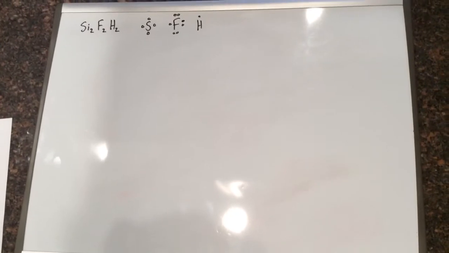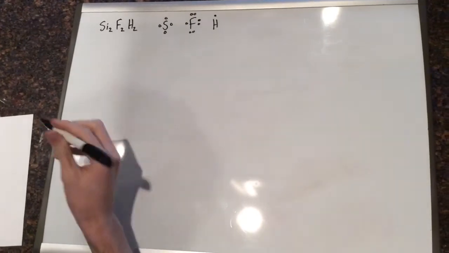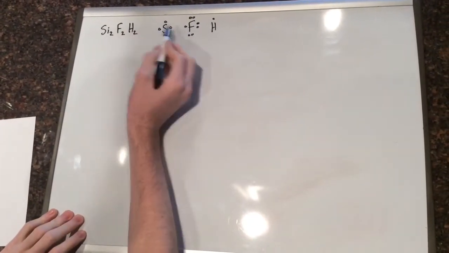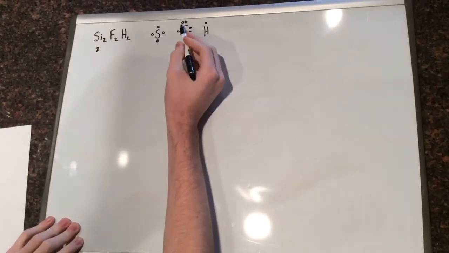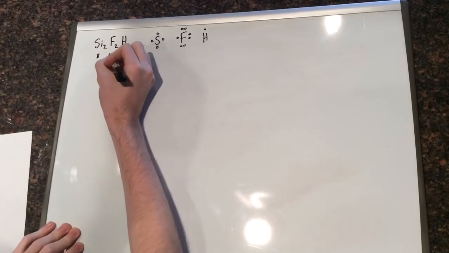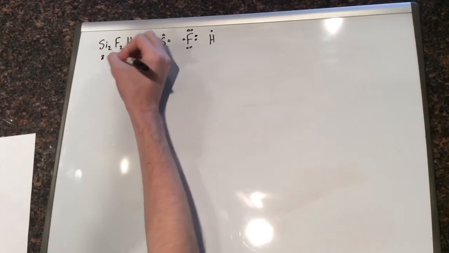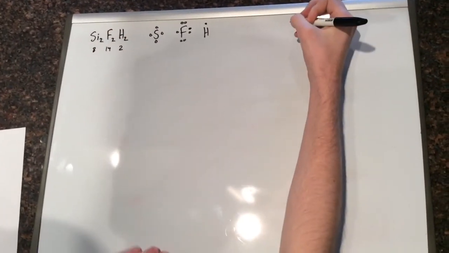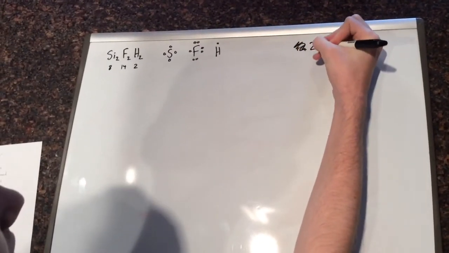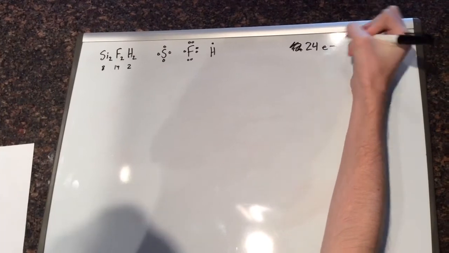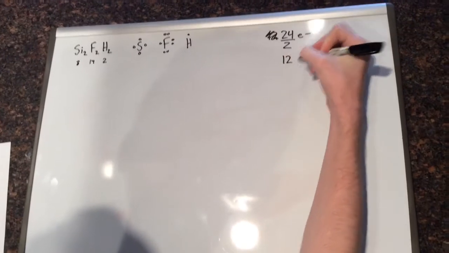So, if we do some math, we can find the total amount of valence electrons that we'll be dealing with here. From silicon, we have 2 silicons, each with 4, so we get 8 valence electrons. Each fluorine has 7, and there's 2 of them, so that gives us 14 valence electrons. Each hydrogen has 1, and there's 2 of them, so that gives us 2 valence electrons. Our grand total is 24 valence electrons.